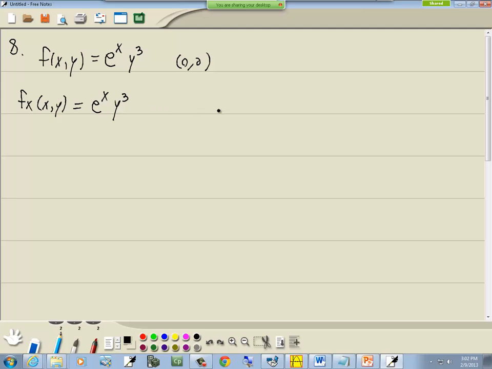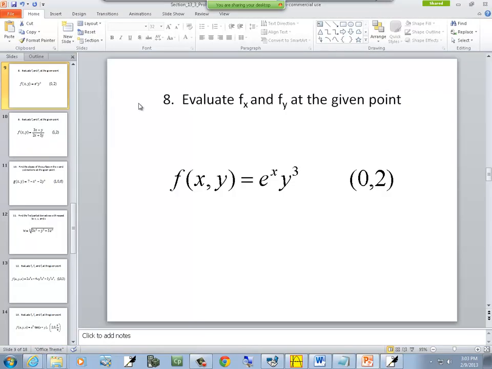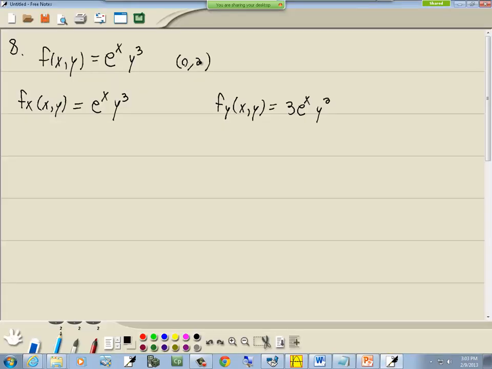Take the partial with respect to y. Again, the e to the x part is like a constant, so it just stays there. The derivative of y to the third is 3y squared, so this becomes 3 e to the x y squared. Now when it says evaluate at the given point, this is our x and this is our y.